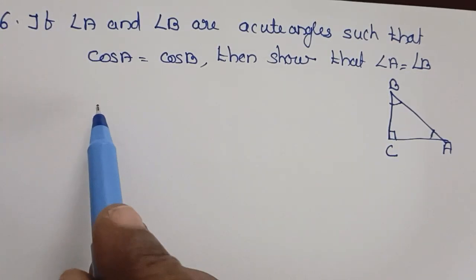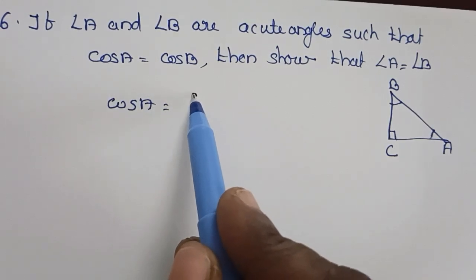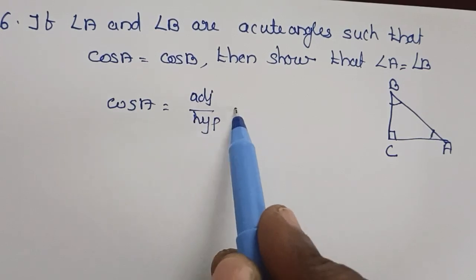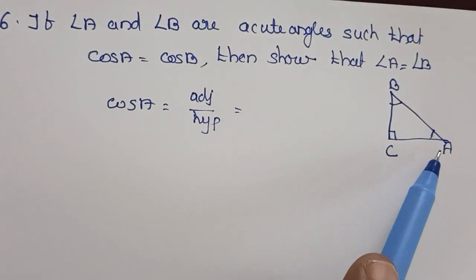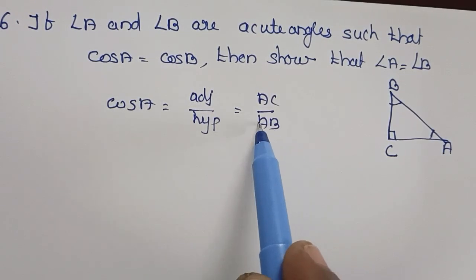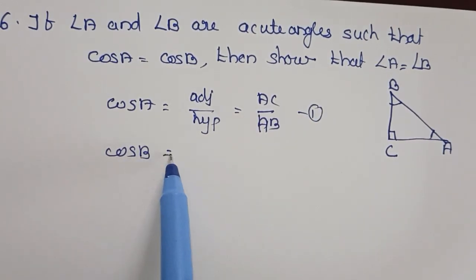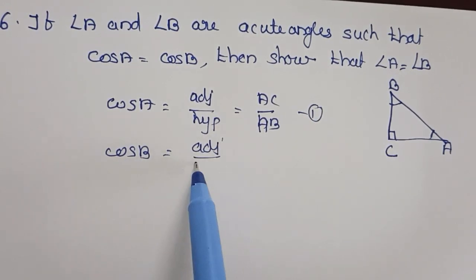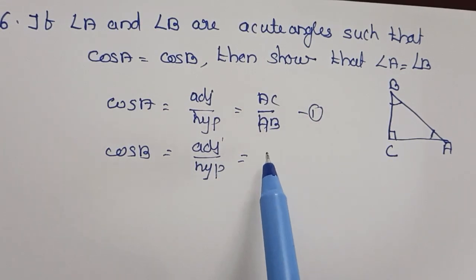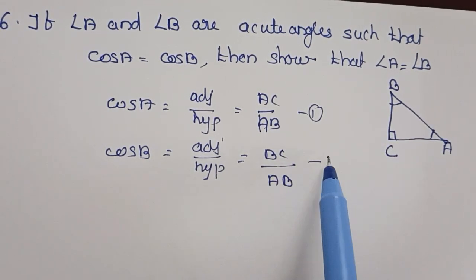Cos A equals adjacent by hypotenuse. Adjacent side of A is AC, hypotenuse equals AB. That is equal to AC by AB. Number this equation as 1. Okay. Then cos B equals, again the same ratio, adjacent by hypotenuse. But here the angle is B. So adjacent of B is BC divided by hypotenuse AB, BC by AB. Second equation.